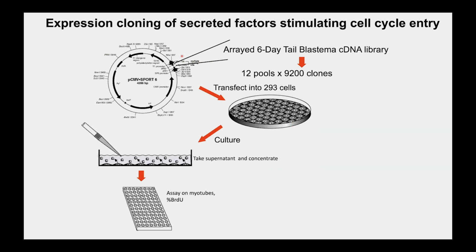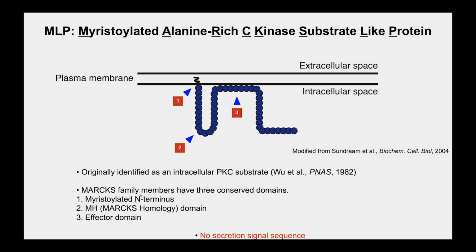What he had done is to make a cDNA library from regenerating axolotl tissue, transfect it into 293 cells, allow these cells to express, harvest the culture supernatant, then assay it on a salamander cell line, actually differentiated myotubes, where he could induce DNA synthesis. And after SIB-selecting these clones down to single clones, he identified MLP, myristoylated alanine-rich C kinase substrate-like protein, as the protein responsible for this activity.